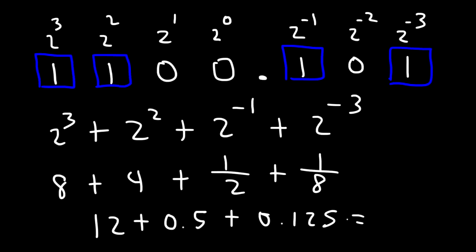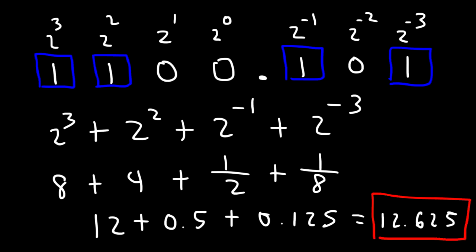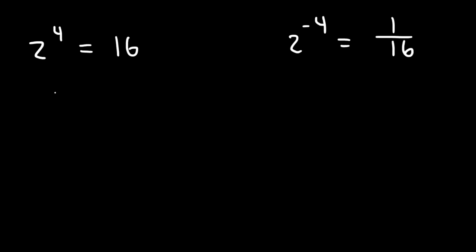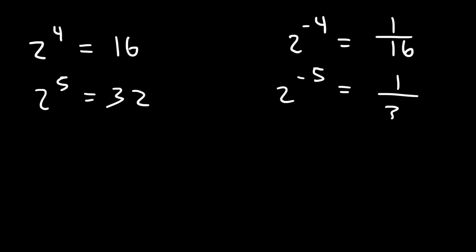So adding up these three numbers will give us this answer, 12.625. And so that's how we can convert a fractional binary number into a decimal number. Now earlier we said that 2 to the 4th is 16. So 2 to the negative 4 is going to be 1 over 16. 2 to the 5th is 32. 2 to the negative 5 is 1 over 32.